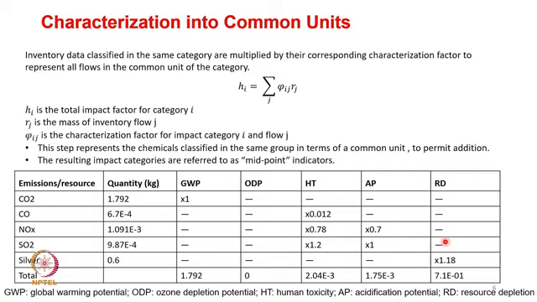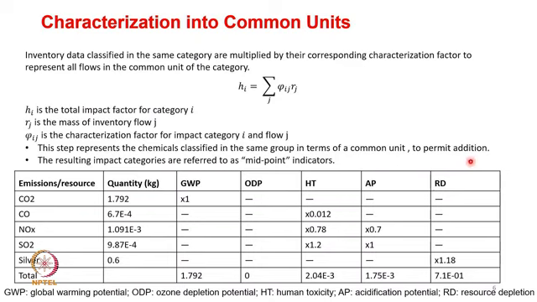So now let's move further forward. So how to characterize the common units? Typically when we have the inventory data available, they are classified into the same category but are multiplied by the corresponding characterization factor to represent all the flows in the common unit of the category. For instance, if H_i is the total impact factor for a category i, it is computed as a summation over all j of psi_ij R_j. Here R_j is the mass of the inventory flow of j, and psi_ij is the characterization factor for the impact category i and flow j.